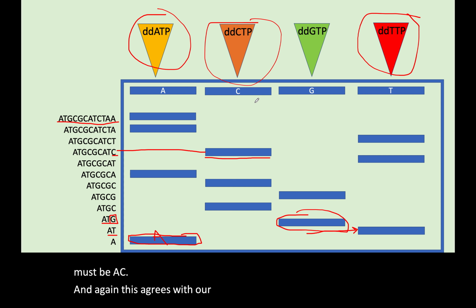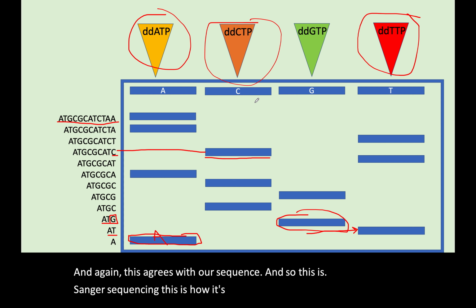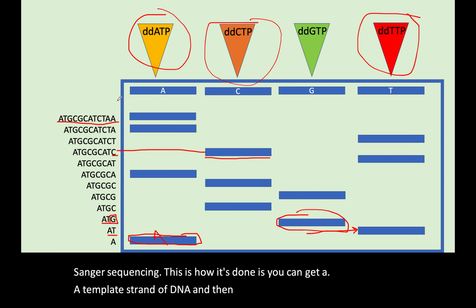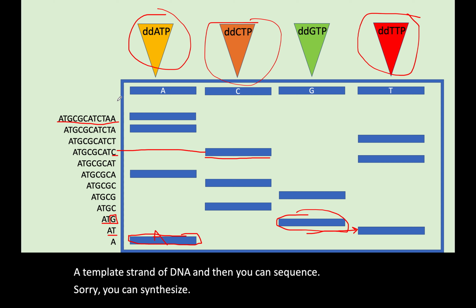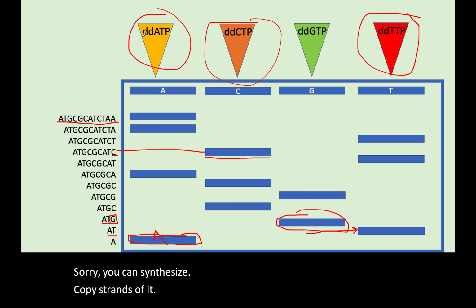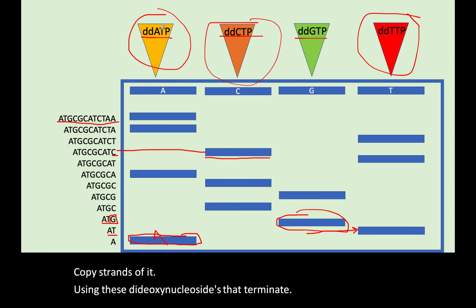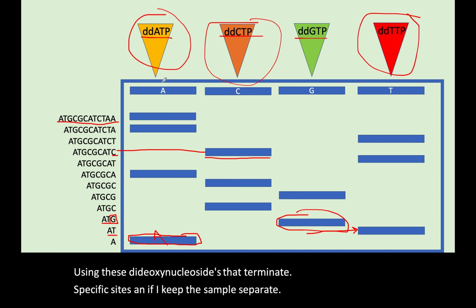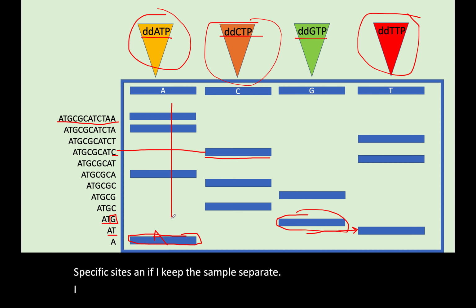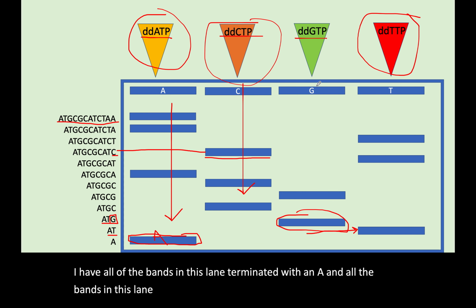And so this is Sanger sequencing. This is how it's done: you get a template strand of DNA, and then you synthesize copy strands of it using these dideoxynucleotides that terminate at specific sites. And if I keep the samples separate, I have all of the bands in this lane terminated with an A, and all of the bands in this lane terminated with a C. This lane was a G, and this lane was a T.